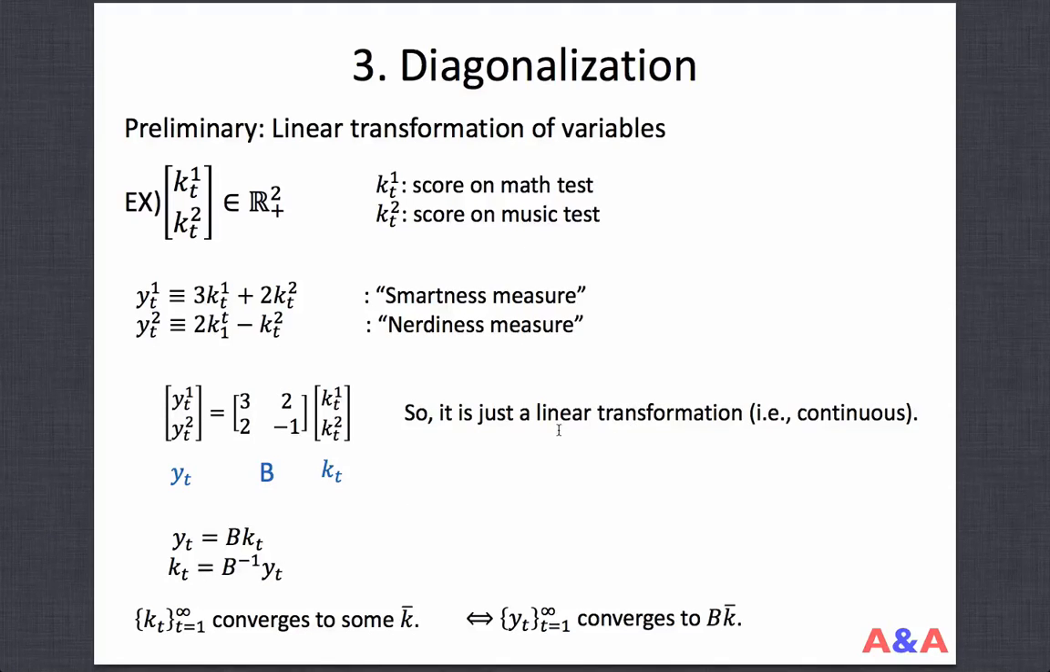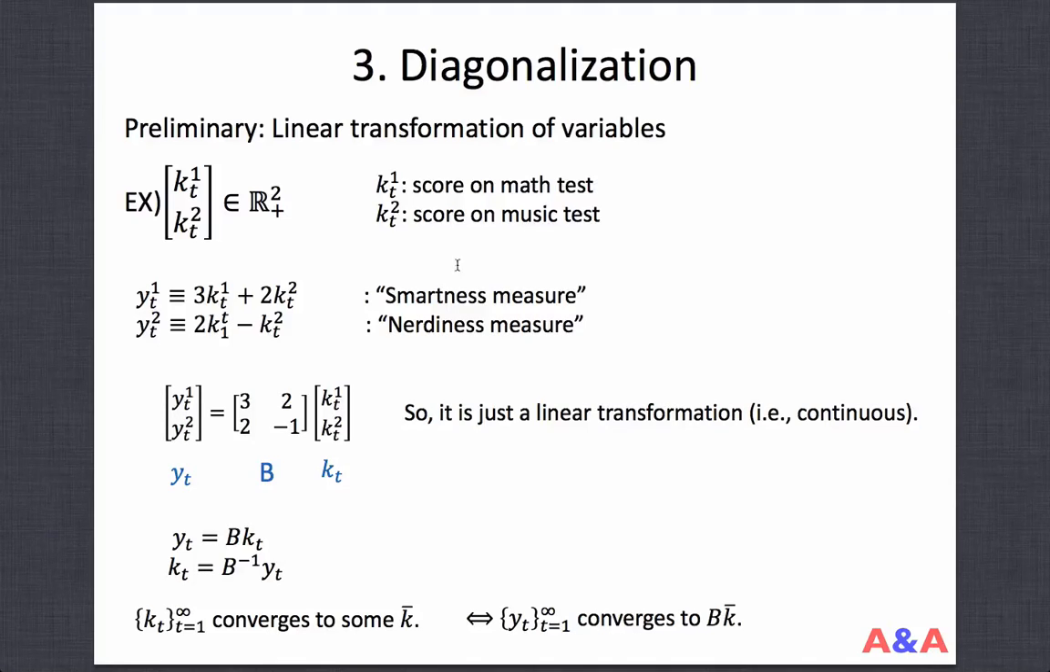As you know, a linear transformation is a continuous mapping. So if the vector of test scores converges to some k-bar, then the vector of smartness and nerdiness measures also converges to b times k-bar and vice versa. These two convergences are equivalent because linear transformation is a continuous mapping. Okay, so linear transformation is not such a difficult concept.